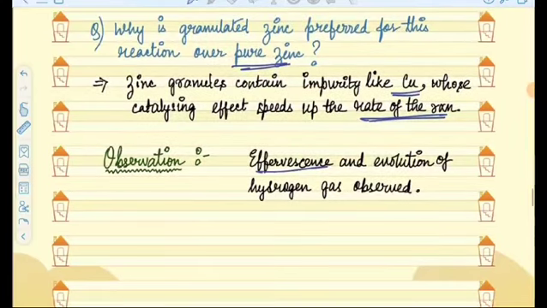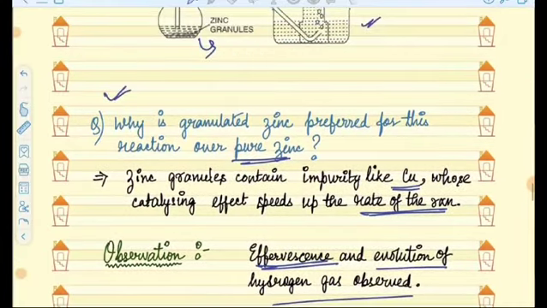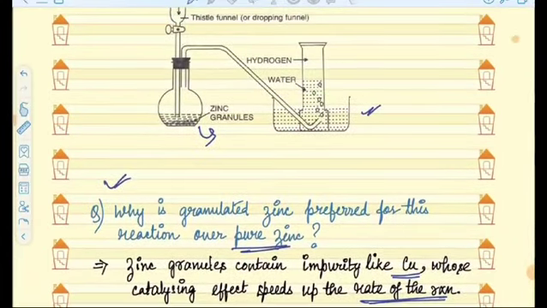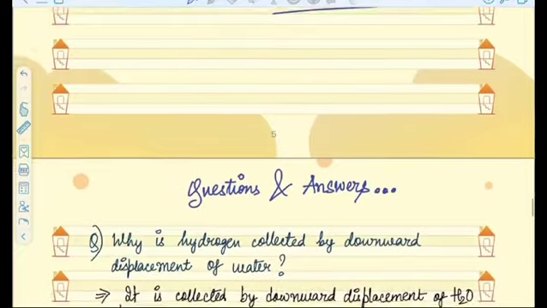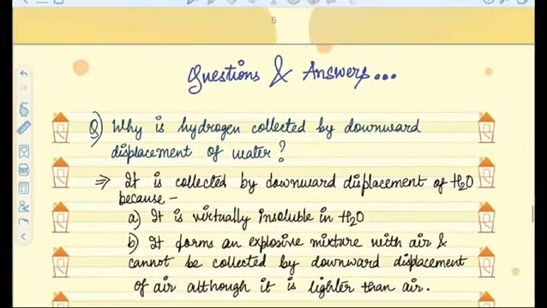The observation is the effervescence of hydrogen evolved when the gas is being formed. See, gas evolved. This is the hydrogen gas. We can see effervescence, which means bubbles of hydrogen are formed. Okay. Now coming to the question answers from this part. In this manner, it will be easier for you to learn also.